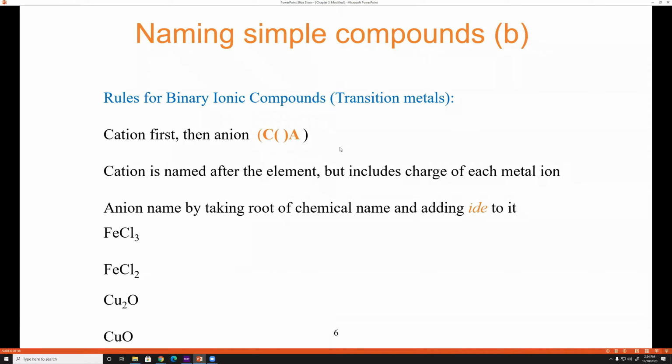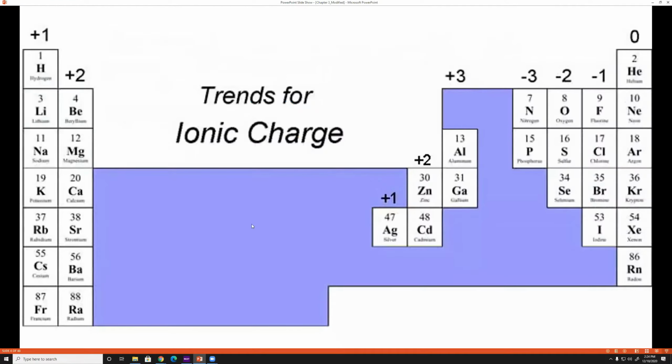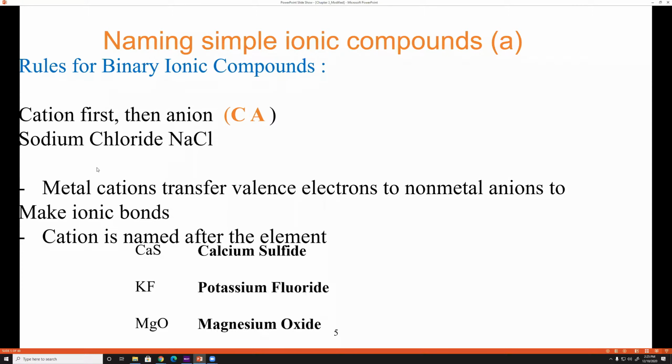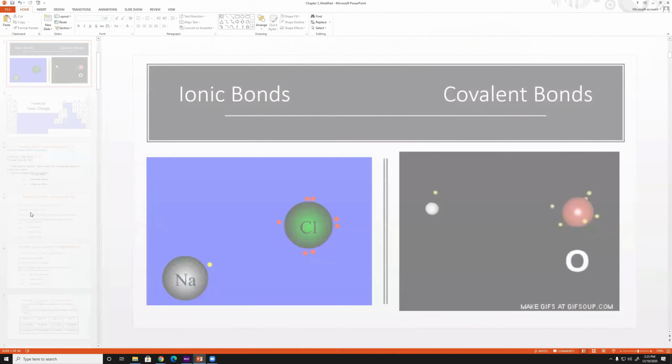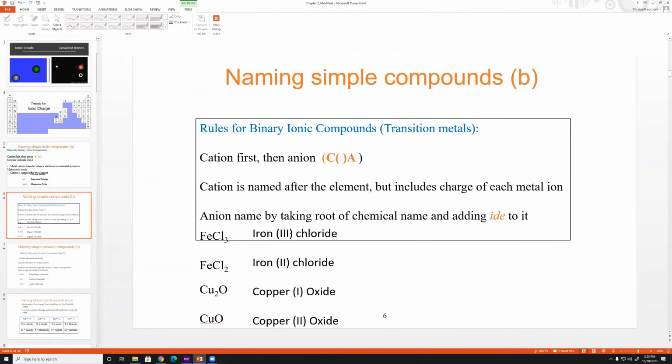So here are some examples with transition metals. With transition metals, it's a little bit different because those metals are the ones that occur in the blue part or purple part of this periodic table where you may not know their charges from looking at their group. So in this case, to the reader, the person who's reading the name, you need to denote what is the charge of the cation. So in that case, you would need to write Roman numerals. The Roman numeral would denote the charge of the metal cation, not the number of them there are. So for example, here you have FeCl3.